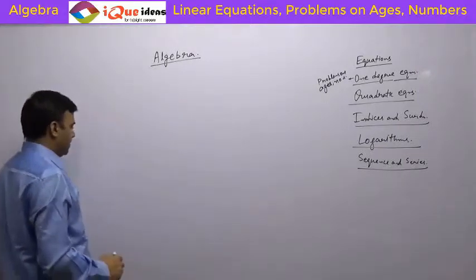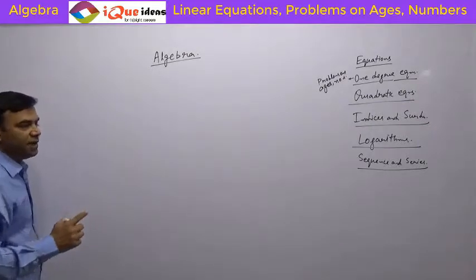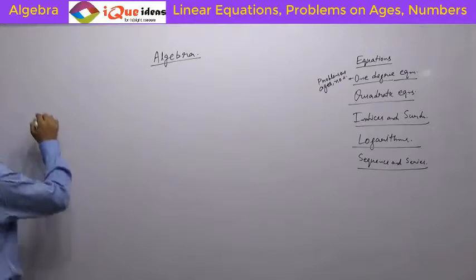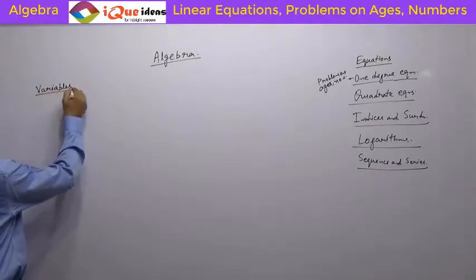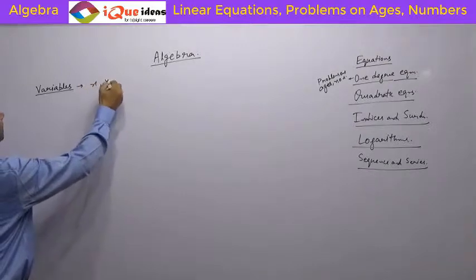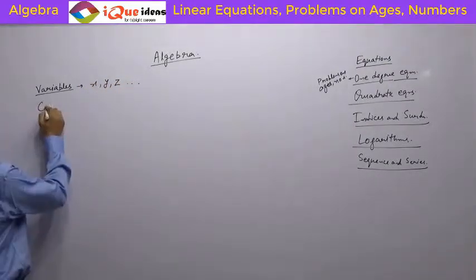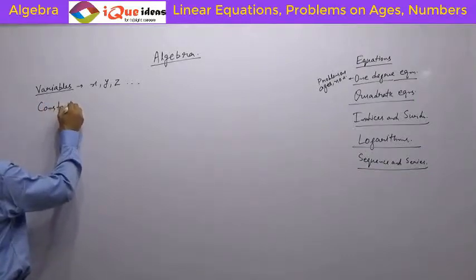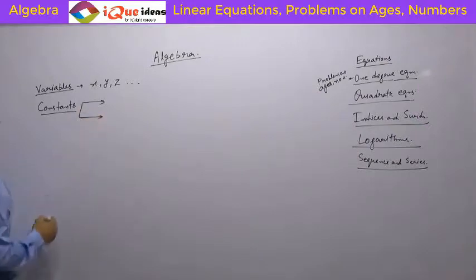Okay. So now let's start with the first topic, that is equations. Now before we get into equations, we need to understand certain terms like variables. So what do you mean by variables? Variables mean the x, y, z, etc. that we use. Alright. Constants, there are two types of constants that we have to deal with. Constants are of two types.